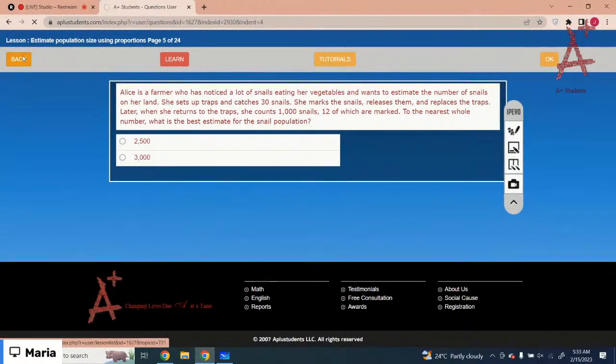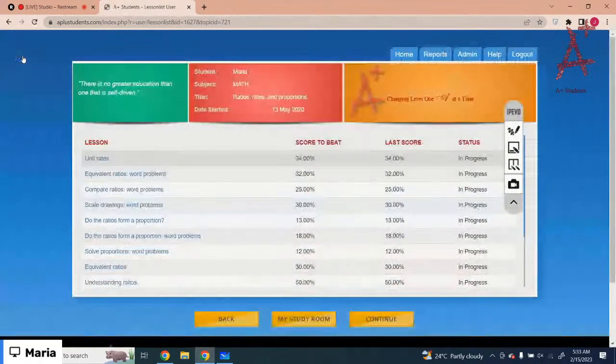The next lesson is rate of change. We have to calculate the rate of change.